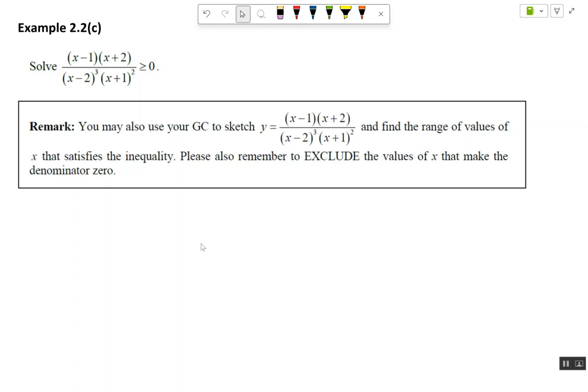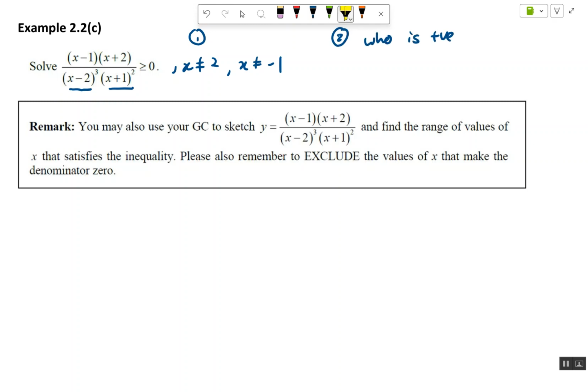If you get a complicated algebraic fraction like this, break it down into steps. First, always look at the denominator. This one, x cannot be equal to 2. This one, x cannot be equal to -1. So first determine the values that x cannot take, if it makes it an undefined function. Next, the second step, determine which factors are already positive.